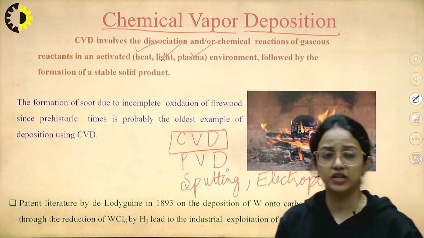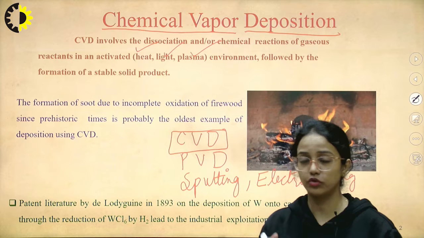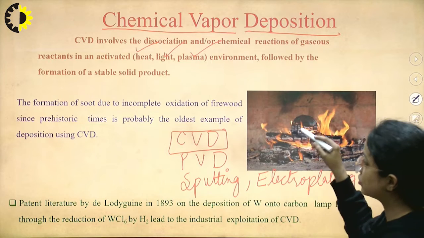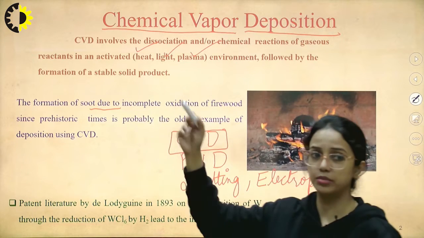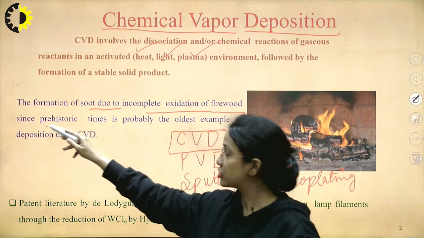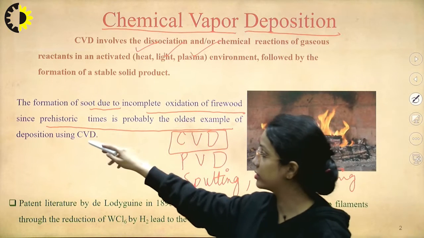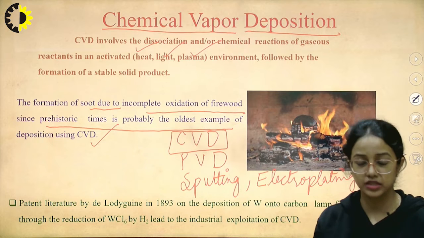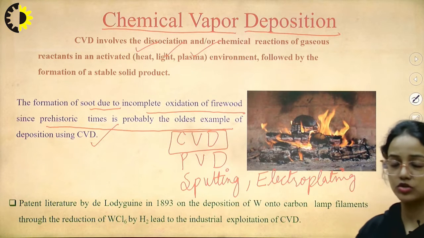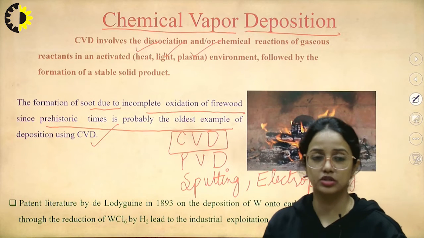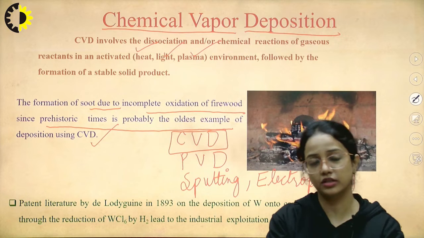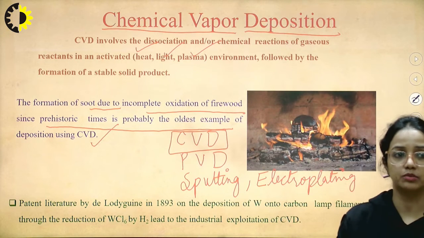Some materials have a high melting point. In that case, we have to go for a higher temperature, but at the same time, we maintain the low pressure condition. The formation of soot is a layman example. Formation of soot due to incomplete oxidation of firewood since prehistoric times is probably the oldest example of chemical vapor deposition. The black soot comes out due to incomplete combustion or incomplete oxidation. That particular feature is nothing but chemical vapor deposition.